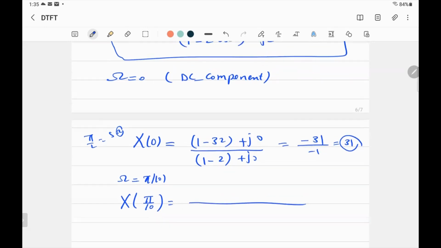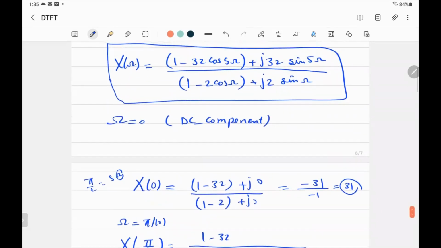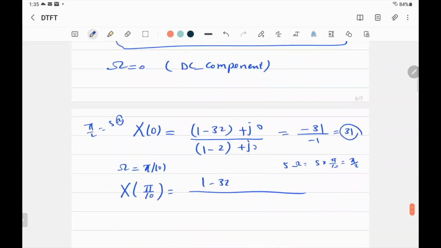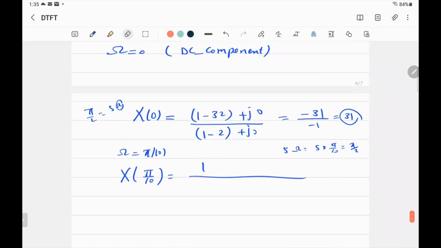the top part, 1 minus 32 cosine 5 omega. What's 5 omega in this case? 5 times pi over 10 equals pi over 2. Good. So what's cosine pi over 2? 0. All right, so you have 1 minus 0, which is 1 in the top part. And what about the other side? J32 sine pi over 2. Sine pi over 2 is equal to 1. So you have plus J32.